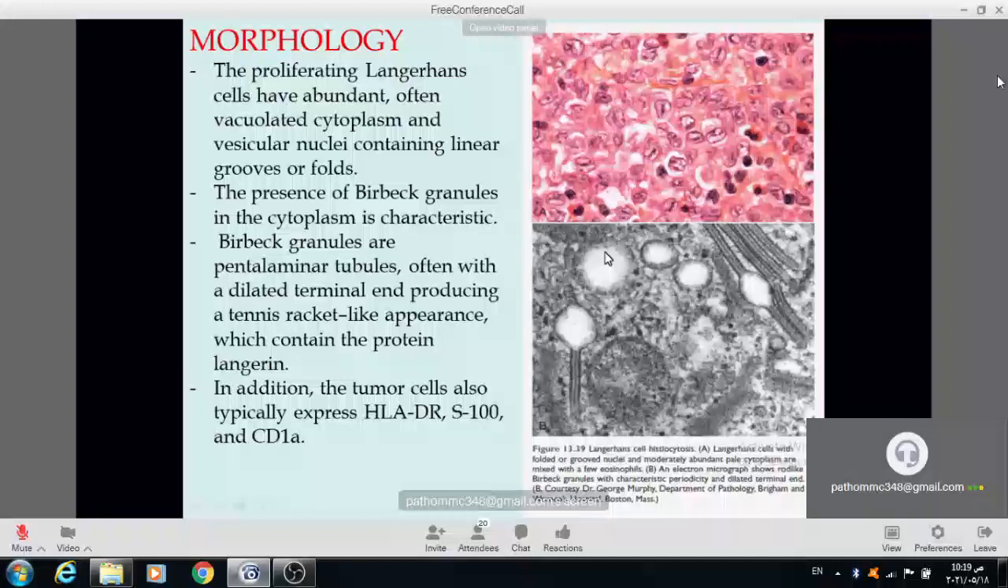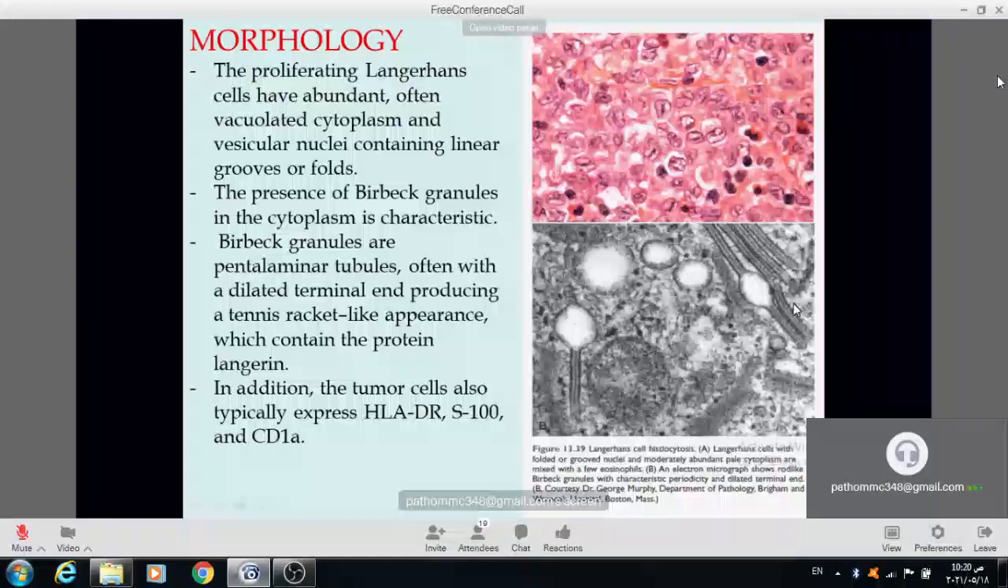هاي Langerhans cells إذا فحصناها تحت الإلكترون مايكروسكوب، طبعا هذا لايت مايكروسكوب اعتيادي بالـ H&E stain، إذا استخدمنا الإلكترون مايكروسكوب راح نشوف عندنا characteristic Birbeck granules in the cytoplasm and these granules هي عبارة عن pentalaminar tubules with dilated terminal end producing a tennis racket like appearance. زين تلاحظون إنه هاي granules اللي هي Birbeck granules تشبه الركت مال التنس. لاحظون اكو dilated end واكو مثل العصا زين.